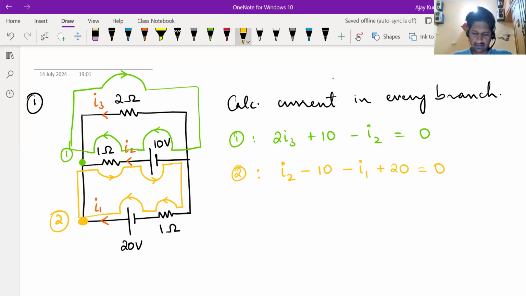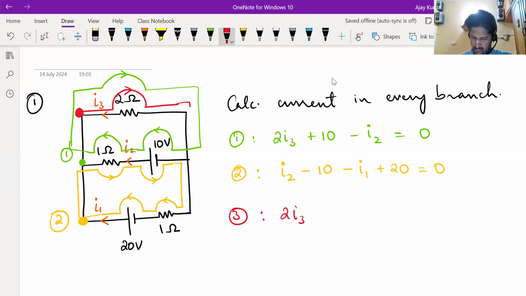Okay. Now let us consider the outermost loop. Seshank, you tell me, where shall we start from? Top left corner, clockwise. If you go clockwise, the first element you come across is this 2 ohm resistor. How do you write the potential change? Plus 2I3.